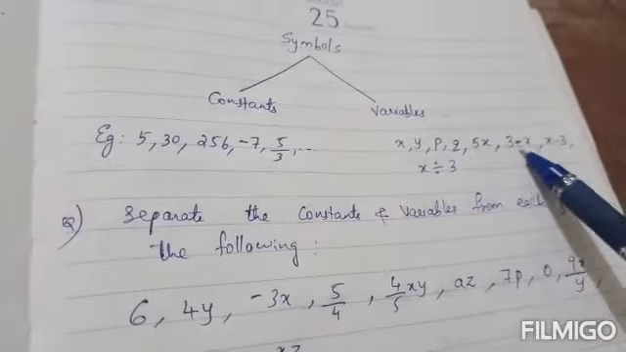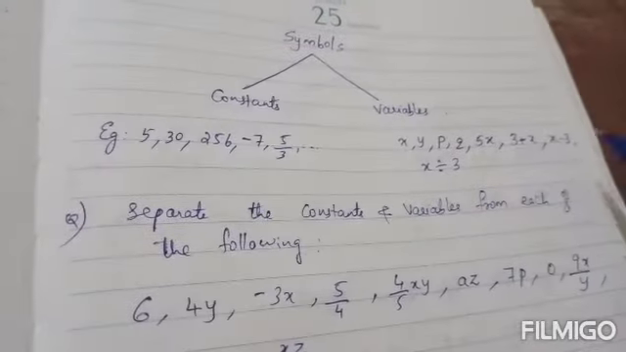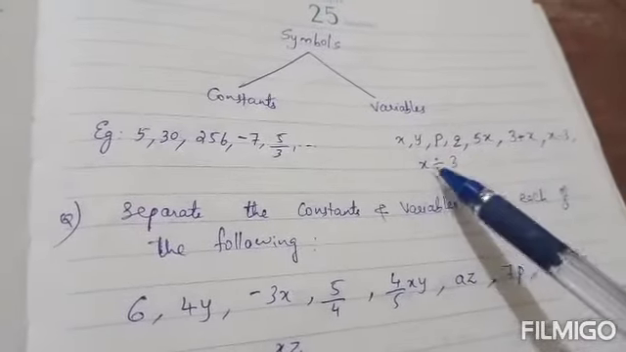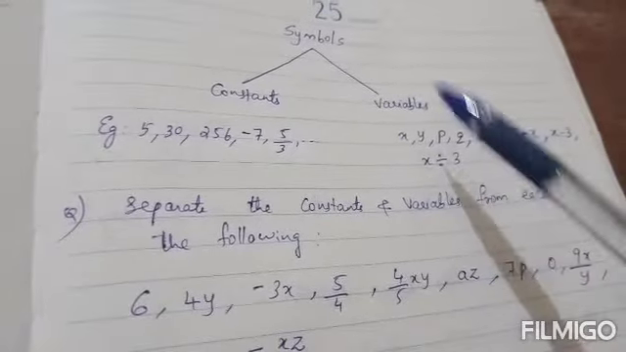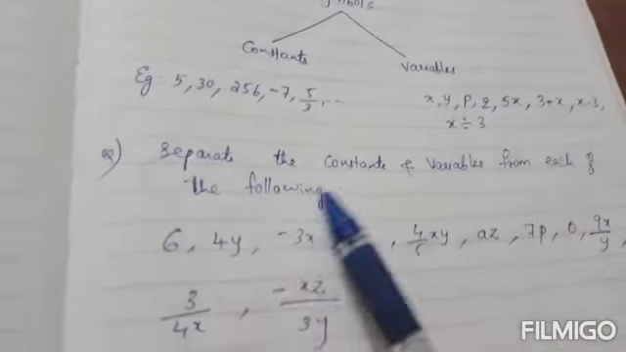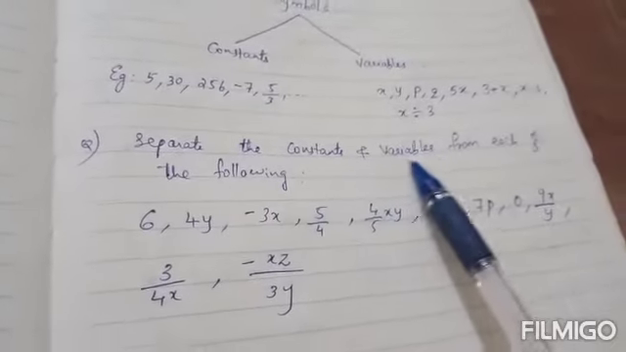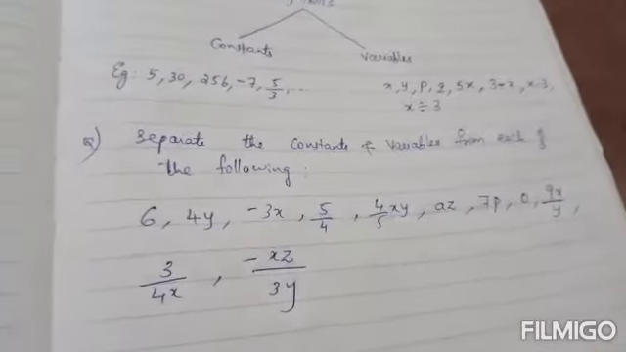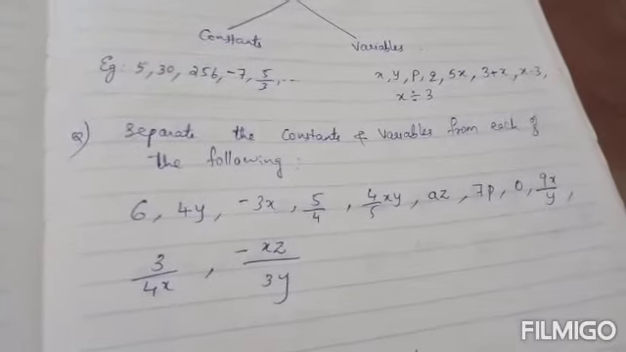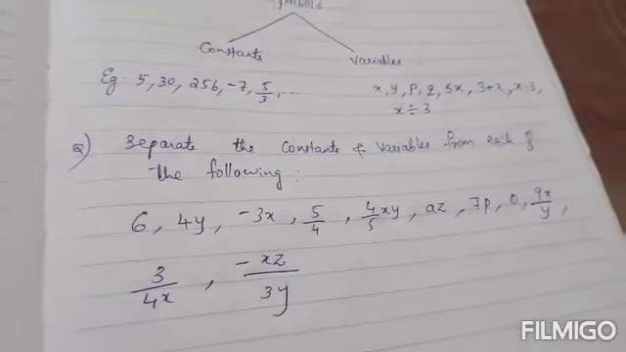So 3 plus x is a variable. x minus 3, x divided by 3, they are all variables. So let's take one example. Separate the constants and variables from each of the following.